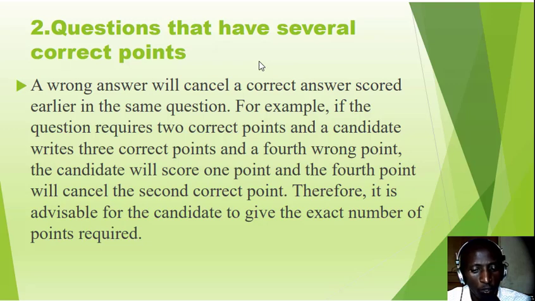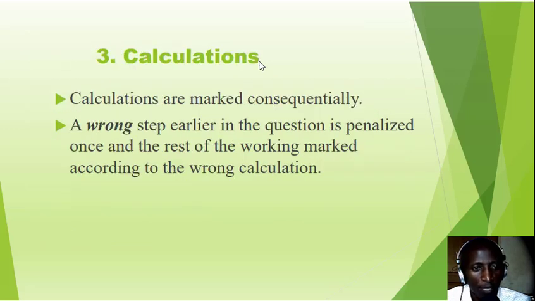Number 3 is all about calculations. How do we do calculations? We find that calculations are marked consequentially. A wrong answer or a wrong step earlier in the question is penalized once, and the rest of the working is marked according to that wrong calculation.